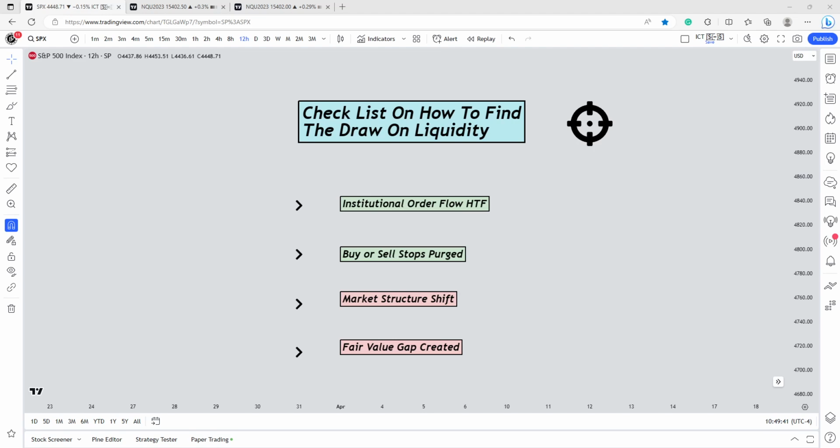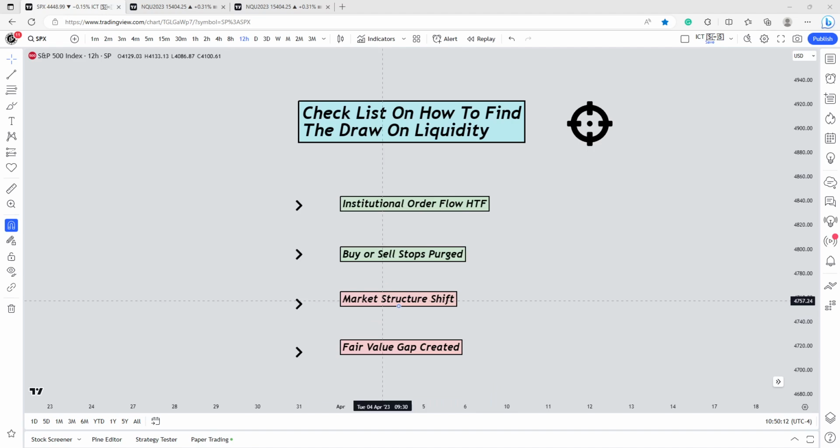The second thing that I look at is, are buy stops or sell stops purged? So now after we identify the institutional order flow, we're marking out those higher time frame PD arrays, and we're going into the lower time frames, and we're looking for pretty much the 2022 ICT model. So we're looking for a purge on buy or sell stops depending on which example it's in, whether it be bullish or bearish. And within that, after it does take liquidity, we're looking to see, can we get a market structure shift for the third point of the checklist?